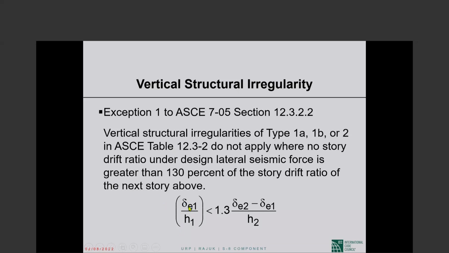I should have written delta 1E. That was our notation. Anyway, I didn't notice that, obviously. I'd like to write these things down. Anyway, the interstory drift in the lowest level is delta E1. That divided by the story height has to be less than 130% of the interstory drift of the next level above, which would be delta 2 minus delta 1 divided by the story height, which is H2.